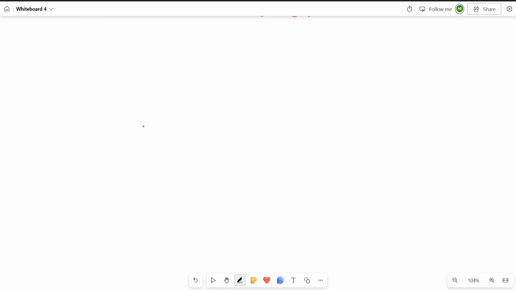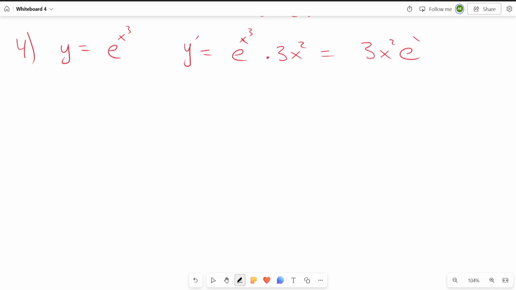Right. Let's take more examples. Let's say we have y equals e to the power of x cubed. So I know that y dash of e to the power of anything is basically e to the power of that thing, so x cubed, and multiplying the differentiation of what is over here. So the differentiation of x cubed is basically 3x squared. So it's equal to 3x squared multiplied by e to the power of x cubed. And that is my answer.